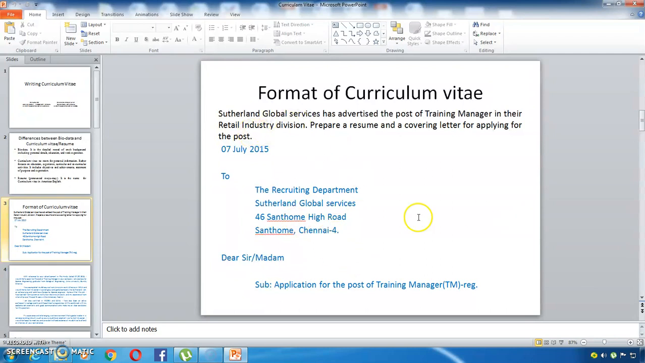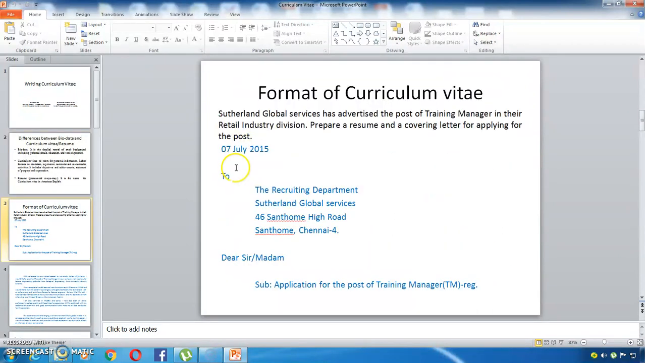So, here I have furnished a model for you for your better understanding. So, the question is, Sutherland Global Services has advertised a post of training manager in the retail industry division. So, you should prepare a resume and a covering letter for applying for the post. First, as we already discussed, we have to send a covering letter along with the resume. So, here is a model for a covering letter.